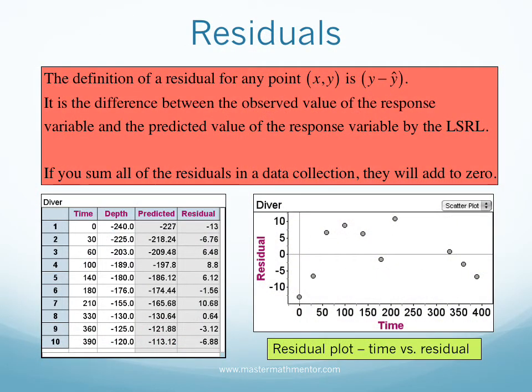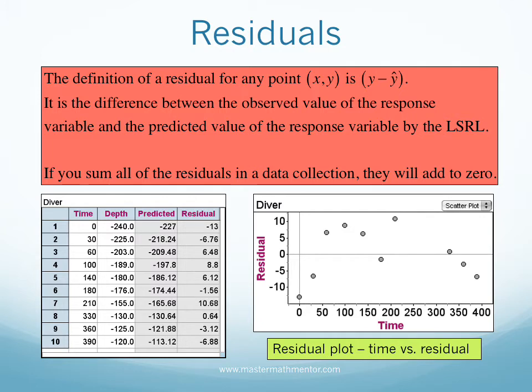The word residual means left over. In statistics, the residual for a particular piece of bivariate data is the difference between the observed response variable y and the predicted value of y based on the least squares regression line. A good way to remember it is observed minus predicted, O minus P, in alphabetical order.